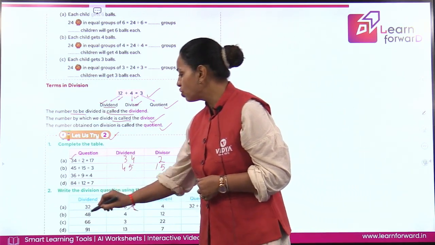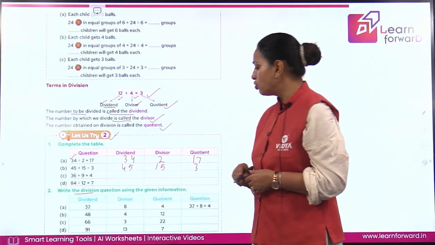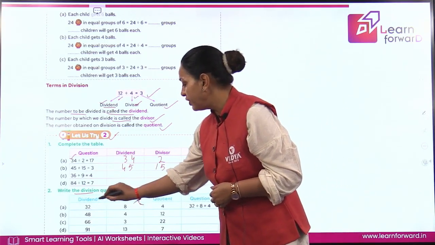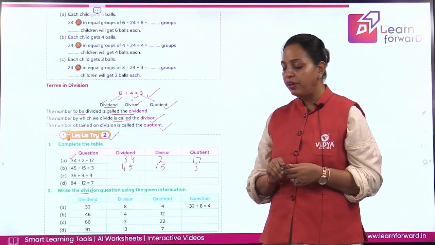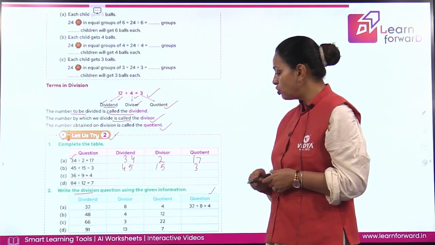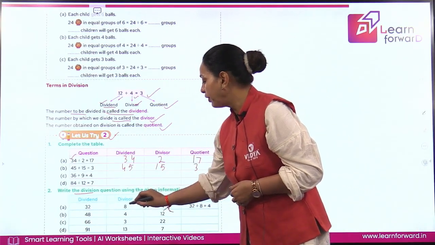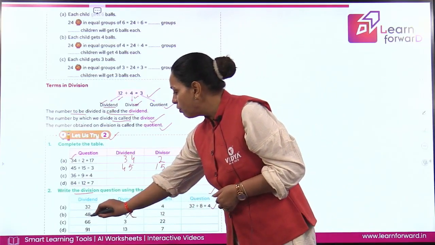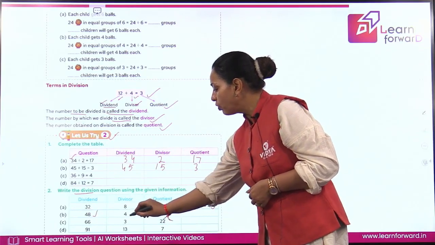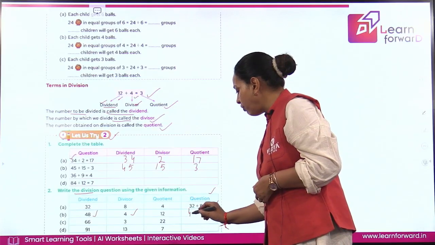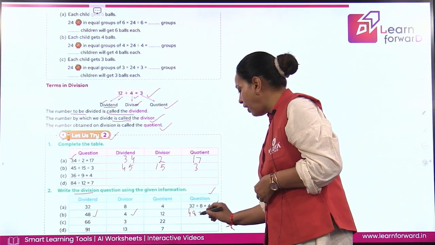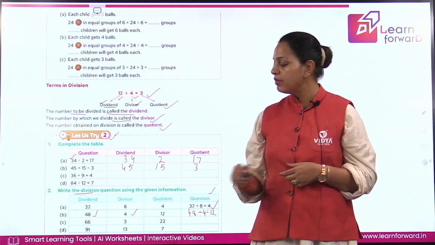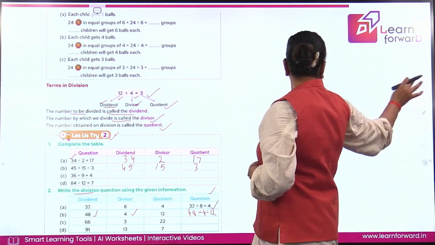Then the second question is, write the division equation using the given information. Now A part, dividend, divisor and quotient are given, and we are writing the equation like 32 divided by 8 equals 4. Then B part, 48 is dividend, 4 is divisor. So we can write 48 divided by 4 equals 12. Okay. Similarly, you can try these parts.